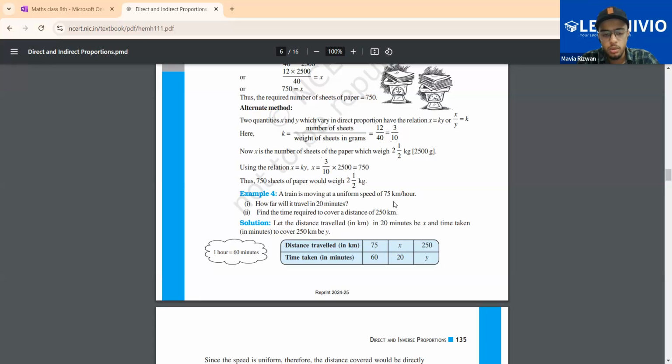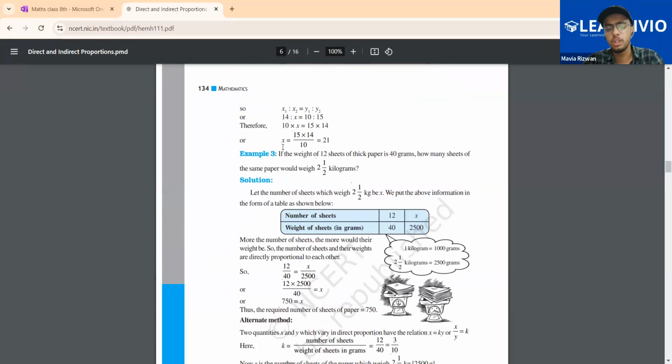So let me just open your assignment questions. We'll do them first. I gave you 3 questions, so that would have taken only 15 minutes max if you do it very slowly. Otherwise, they can be done very fast. The first question I gave you was: if the weight of 12 sheets of thick paper is 40 grams, how many sheets of the same paper would weigh 2.5 kilograms?